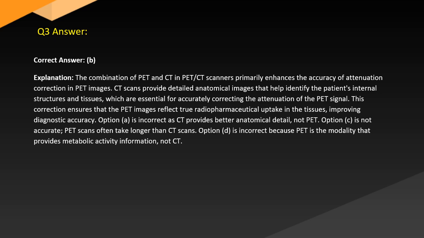Option A is incorrect, as CT provides better anatomical detail, not PET. Option C is not accurate. PET scans often take longer than CT scans. Option D is incorrect because PET is the modality that provides metabolic activity information, not CT.